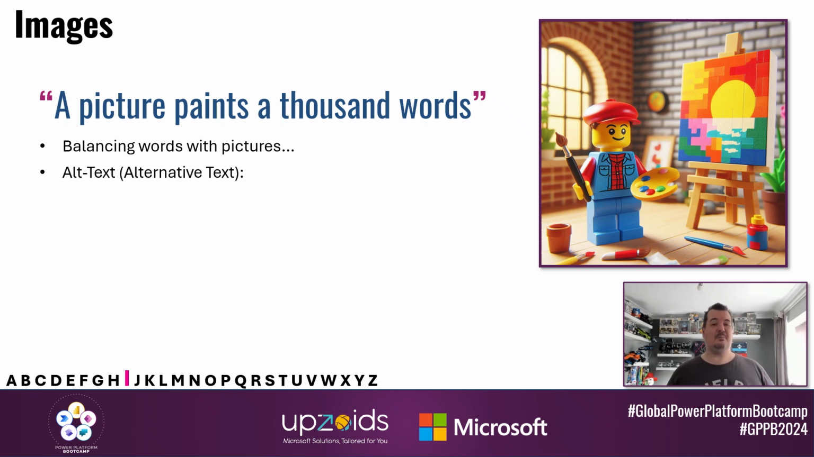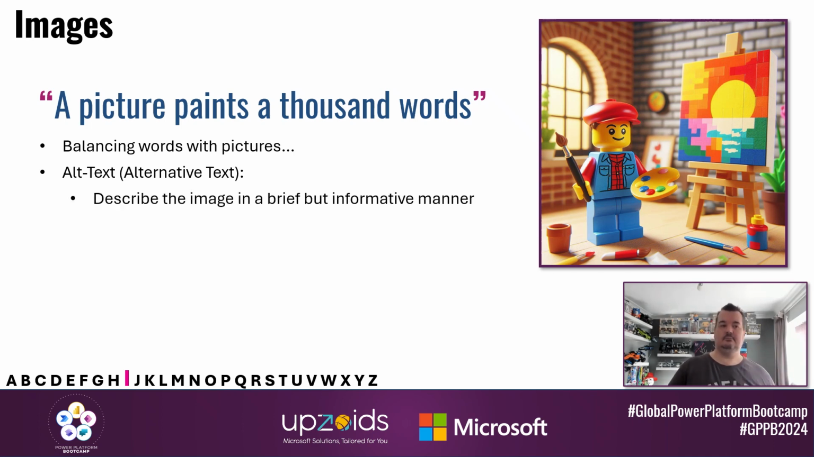And then we need to think about this thing called alt text, alternative text. And this is that thing with the Lego man and how a screen reader can read it. A screen reader can't read the Lego man, but we can provide alternative text in the background that describes that image.